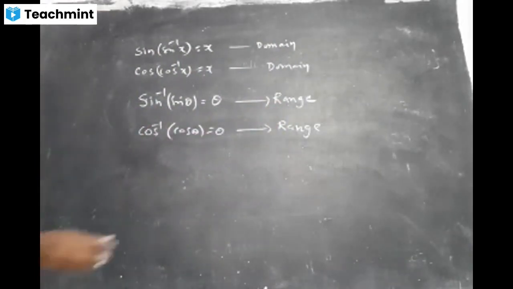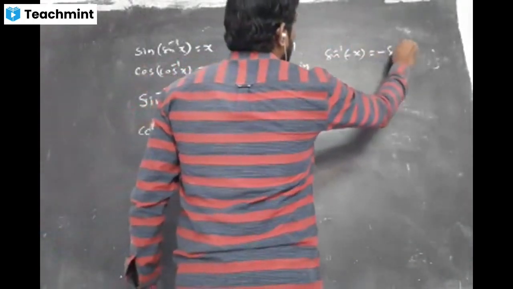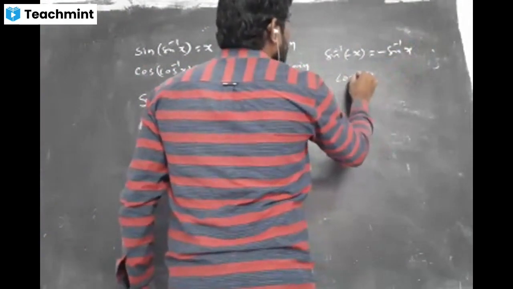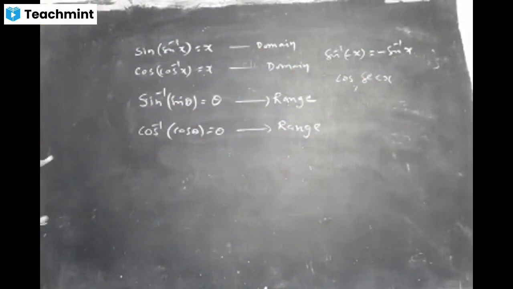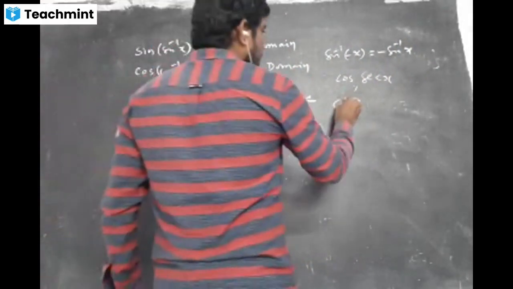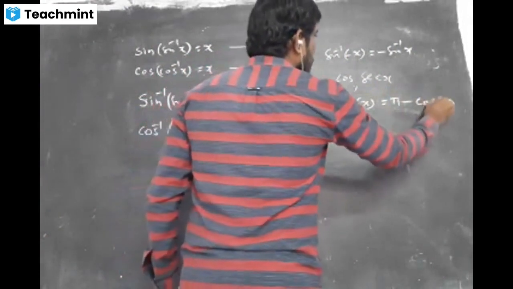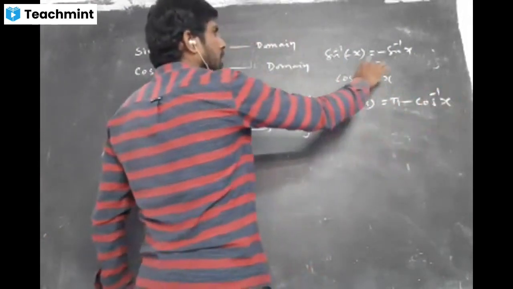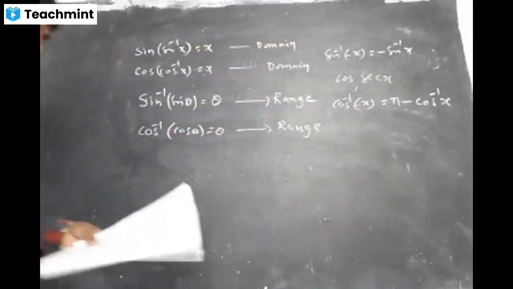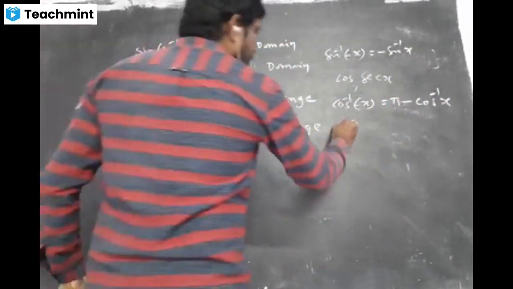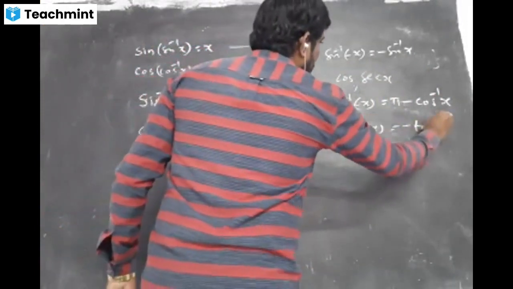So sine inverse of minus x is equal to minus sine inverse x. Only cos and sec terms are positive; the remaining all are minus. Cos inverse of minus x we can write as pi minus cos inverse x. Sine inverse of minus x is equal to minus sine inverse x. Cos inverse of minus x is equal to pi minus cos inverse x. And tan inverse of minus x is equal to minus tan inverse x.